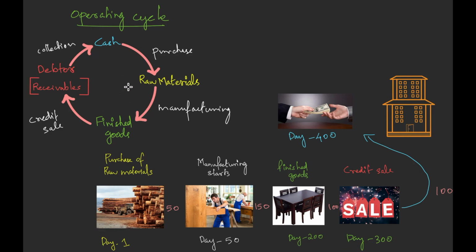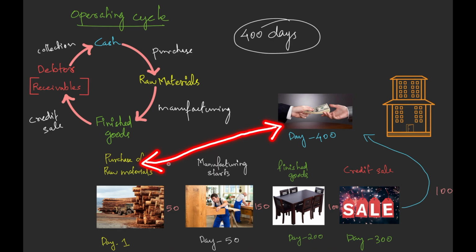This process does not stop, it continues. If you ask what is the operating cycle of this furniture manufacturing company, we can say that 400 days is the operating cycle. We have already learned that an operating cycle is the time between acquisition of assets for processing and their realization in cash or cash equivalents. Here, the acquisition part is purchase of raw materials, and from there to realization in cash, this time period is 400 days. So this is called the operating cycle of this company.